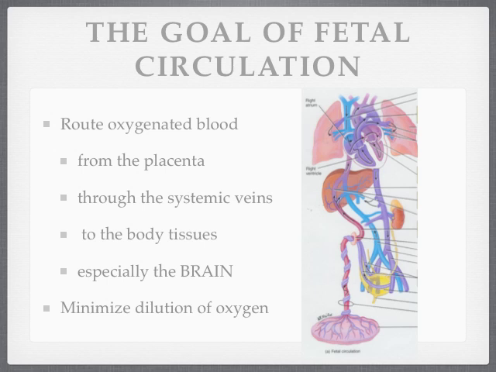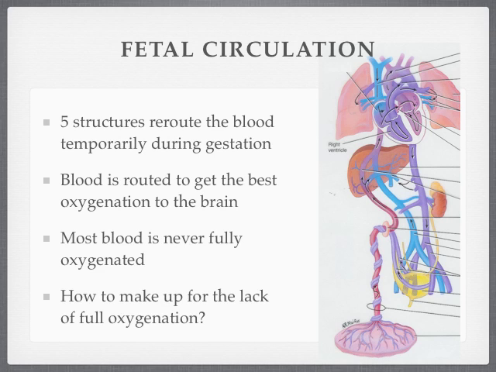So we have shown in the last 4 lectures how that occurs, how you can get this fully oxygenated blood from the umbilical vein through the systemic veins like the inferior vena cava, through the heart, up through the aortic arch, and off to the brain. So we had 5 structures that were special: the umbilical arteries and the umbilical vein, the ductus venosus, the foramen ovale, and the ductus arteriosus.